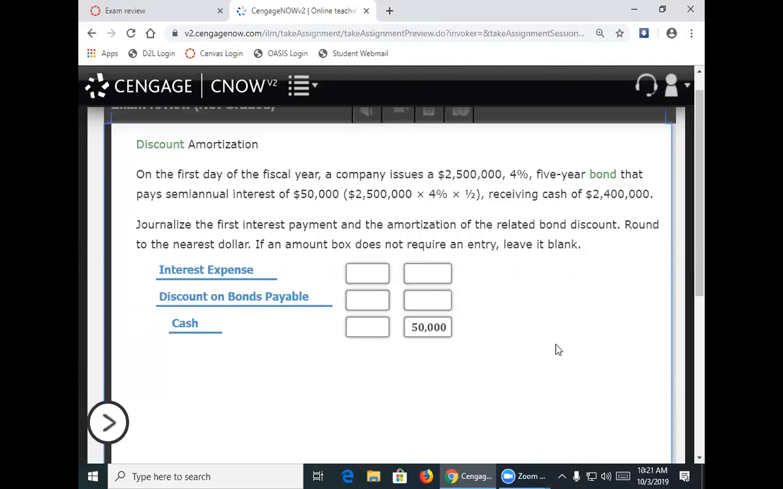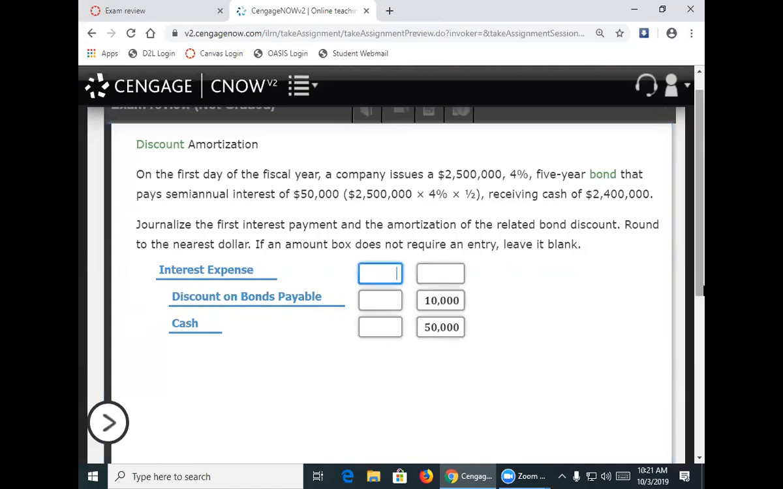Okay. So every time we make a payment, we're paying them 50,000 cash interest. That's the interest payment that we're making to them. We want to recognize 1/10 of the discount because we're making 10 total payments. So discount on bonds payable gets credited 10,000.